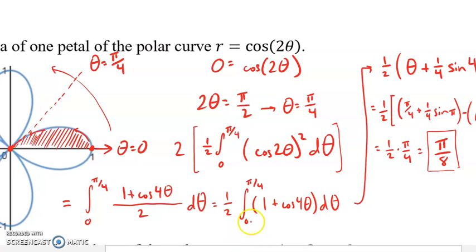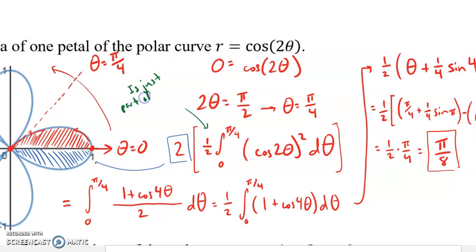Let me see if I can do a little bit more explanation here for those who might need it. This 2 right here is to account for the bottom half of the petal. We've got 2 different halves of the petal, whereas this 1/2 is just part of the formula. All right. Hopefully that made some sense.